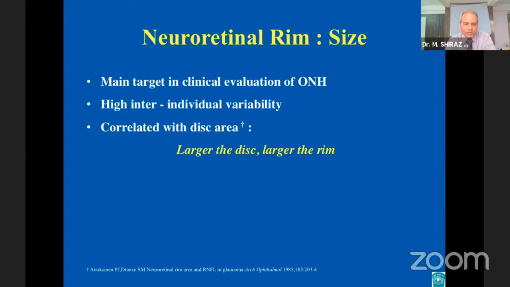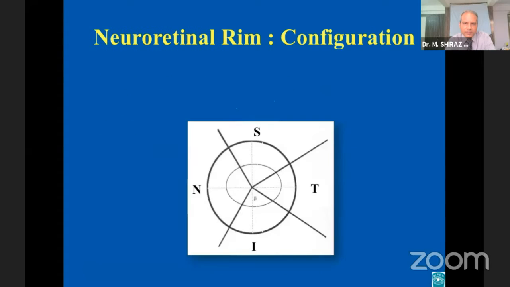The neuroretinal rim is one of the main targets in the clinical evaluation of the optic nerve. The neuroretinal rim size demonstrates considerably high inter-individual variability, and it is significantly correlated with optic disc area. The larger the optic disc, the larger is the rim area.